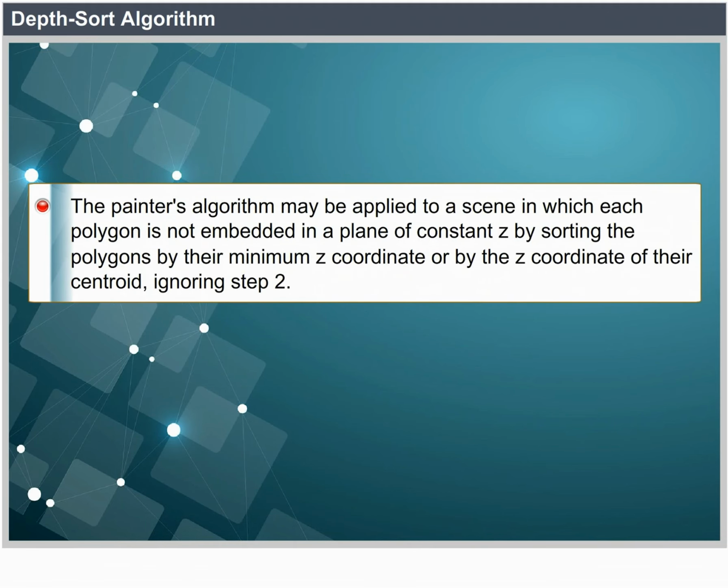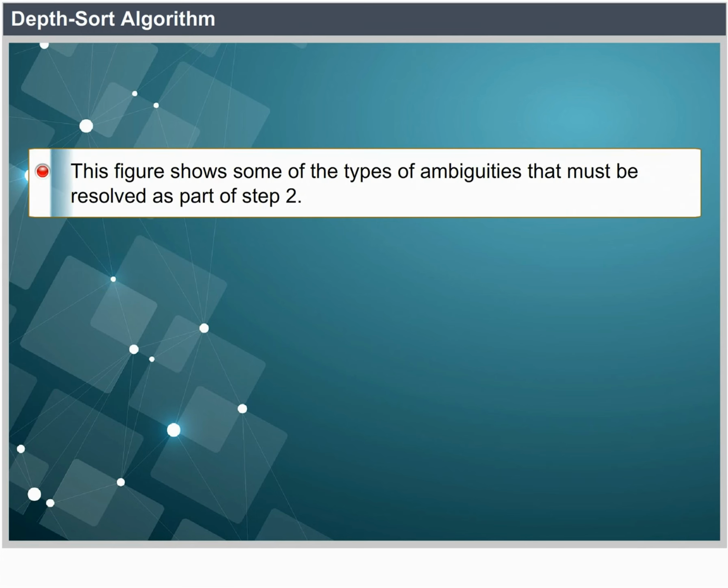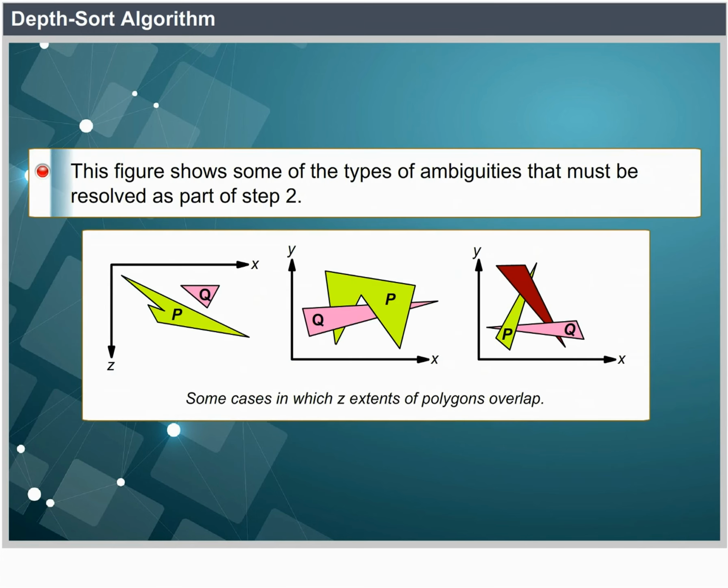The painter's algorithm may be applied to a scene in which each polygon is not embedded in a plane of constant z by sorting the polygons by their minimum z coordinate or by the z coordinate of their centroid, ignoring step 2. Although scenes can be constructed for which this approach works, it does not in general produce a correct ordering. This figure shows some of the types of ambiguities that must be resolved as part of step 2.